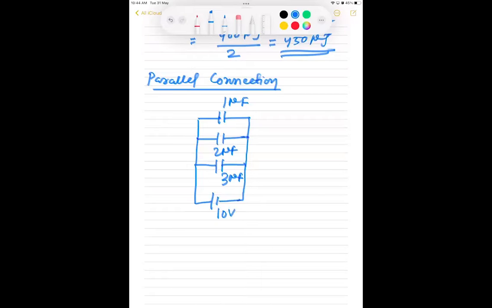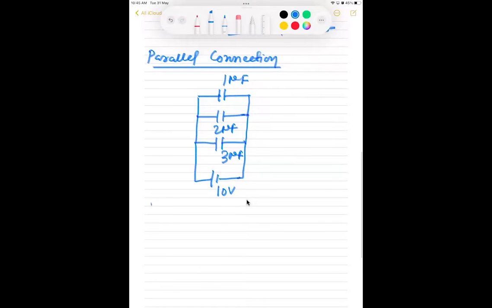10 volt. Participate all. How many capacitors are connected? 3 capacitors. What are the values? One is 1 microfarad, another is 2 microfarad, another is 3 microfarad, right? So they are connected in parallel. In parallel combination, what is the C equivalent? C1 plus C2 plus C3, so 1 plus 2 plus 3 is 6 microfarad. Is that clear to all?